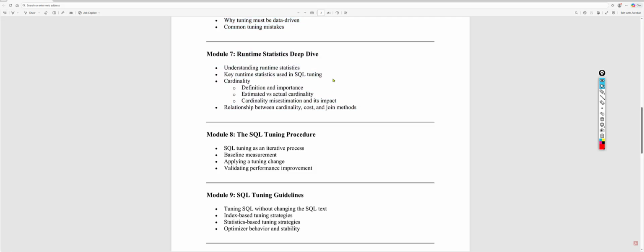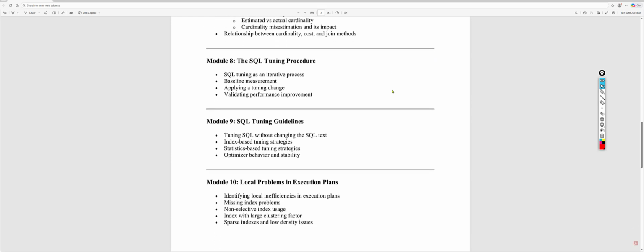And next comes the runtime statistics deep dive. Obviously we need to understand what all the statistics in the plan are, right? Then we can further progress our analysis. Next comes the procedure. This is what you will be doing once you come out of the issue, right? Once you give a justification, or once you tune the SQL and it is running at rocket speed, what needs to be done after you complete tuning the SQL?